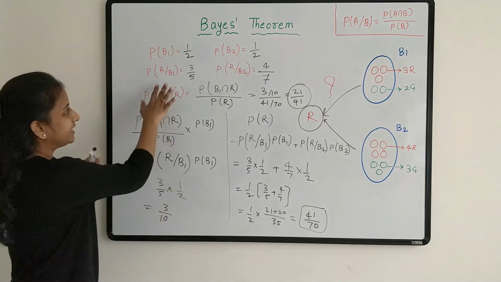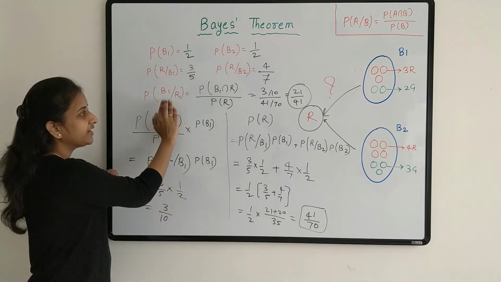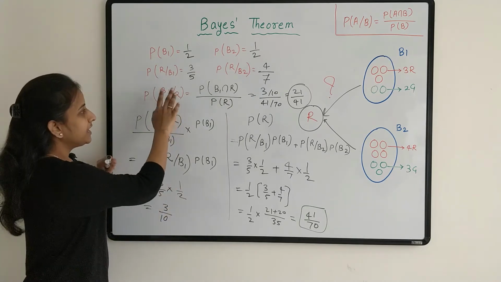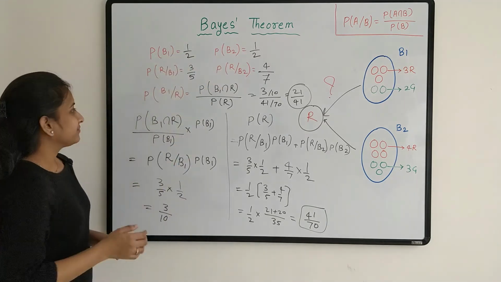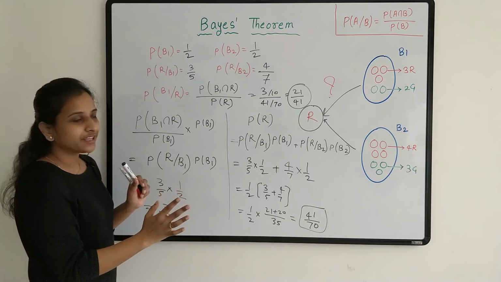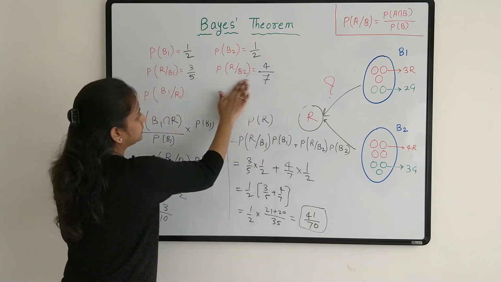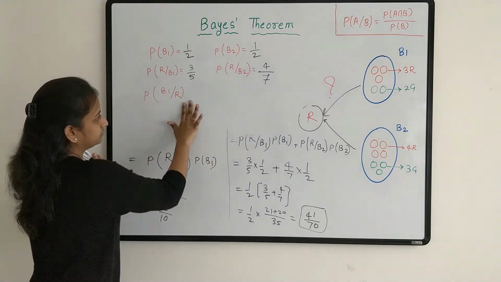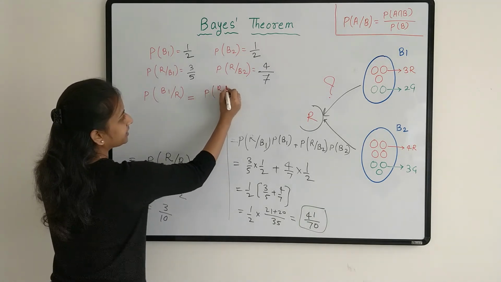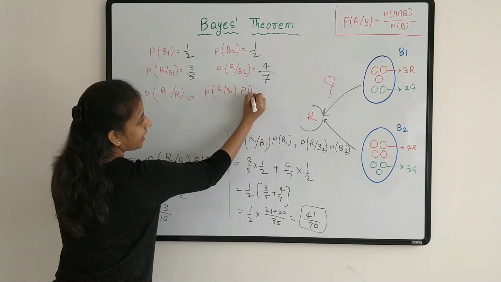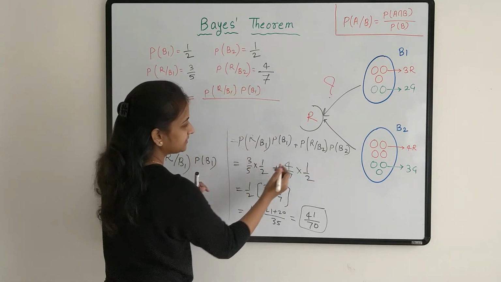See, here we can find this conditional probability easily, but we cannot find this. So we are writing this conditional probability in terms of all this. So let's develop the formula for that. See, in the numerator I can write this term: probability of R given B1 into the probability of selecting bag 1, divided by, in the denominator, this whole term.